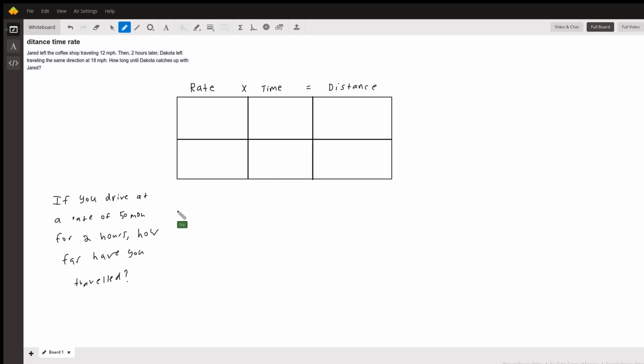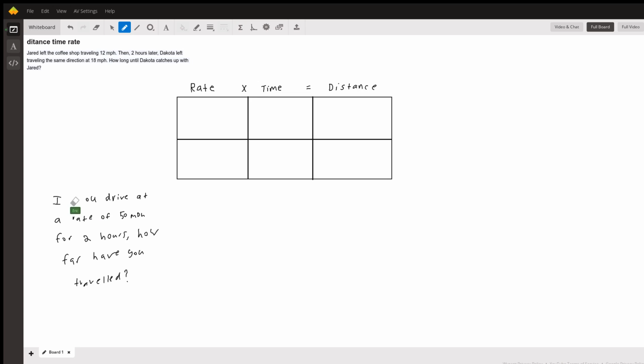Mathematically speaking, we get that by multiplying 50 times 2 to get our 100 miles. The 50 is called our rate, or R. The 2 is our time, which is 2 hours, or T, and the 100 represents the 100 miles we traveled, or our distance. So our rate times our time equals our distance. And this is a very popular formula in algebra. Here we're going to use the same formula, but it's going to be a little bit harder.